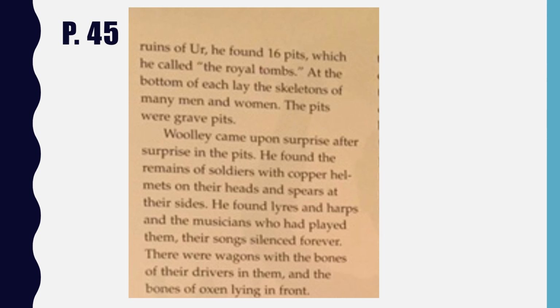Deep in the ruins of Ur, he found 16 pits, which he called the royal tombs. And at the bottom of each lay the skeletons of many men and women. The pits were grave pits. And so Woolley came upon surprise after surprise in these pits. He found the remains of soldiers with copper helmets on their heads and spears at their sides. He found all kinds of musical instruments, and wagons and bones.